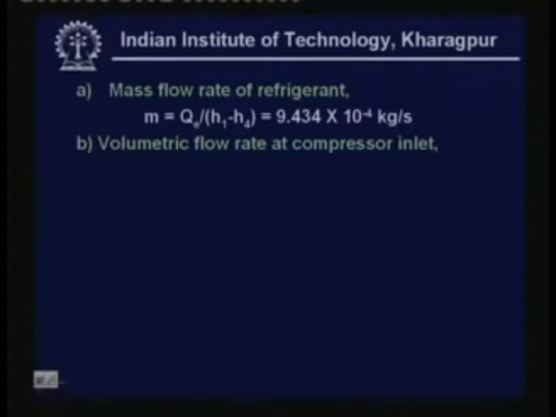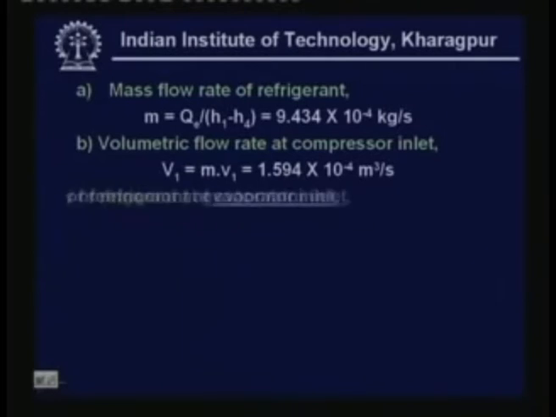Okay. So, this will give us mass flow rate as 9.434 into 10 to the power of minus 4 kg per second. And volumetric flow rate at compressor inlet is nothing but mass flow rate into specific volume at compressor inlet, which is known to us. So, you find that volumetric flow rate is 1.594 into 10 to the power of minus 4 meter cube per second. And then quality of refrigerant at evaporator inlet.